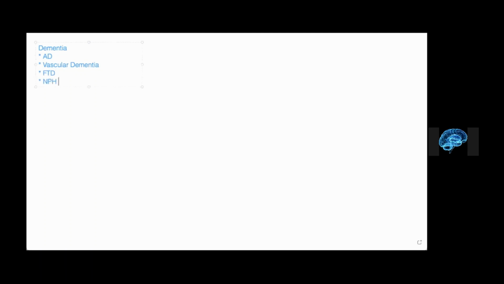Normal pressure hydrocephalus, CJD, Creutzfeldt-Jakob disease, and Lewy body dementia. Okay, so that's a general overview of what we're going to cover today. Any questions so far?